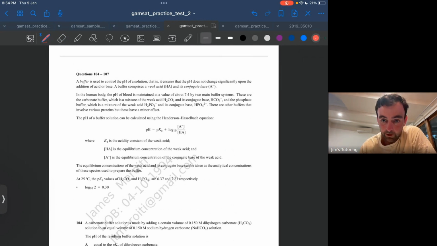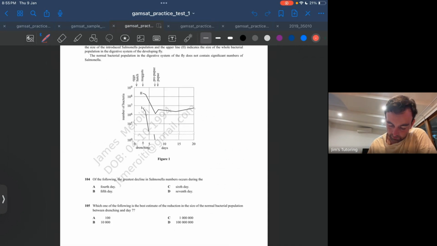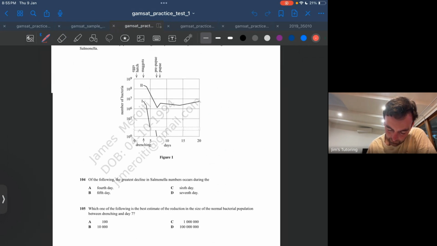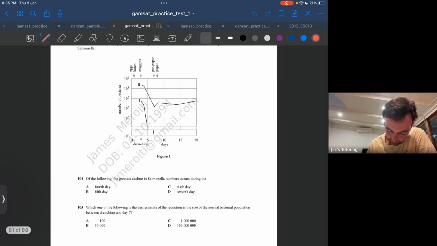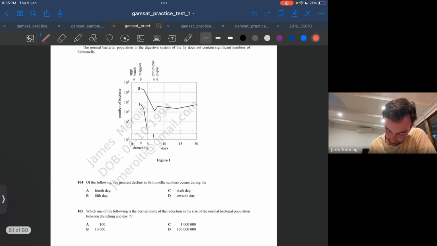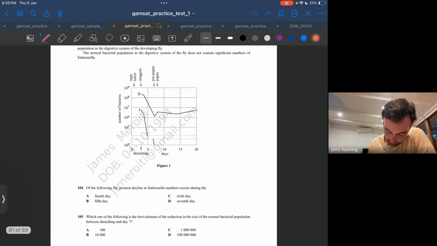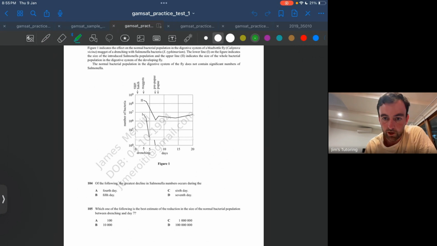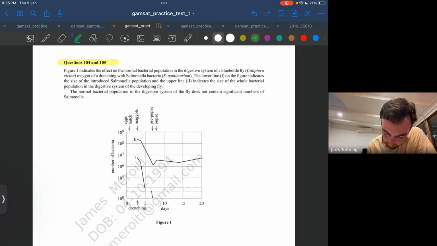Now we're going to finish with a hard question, but before we do that, I just want to also show you this question because this is also assessing logarithms. So we'll skip 104, but have a look at 105. We'll go through this one just quickly again. I think it's just good to show you some of the traps that are there with logarithms. So, best estimate of the reduction of the normal bacterial population between drenching and day 7. So the normal, which one's the normal one?